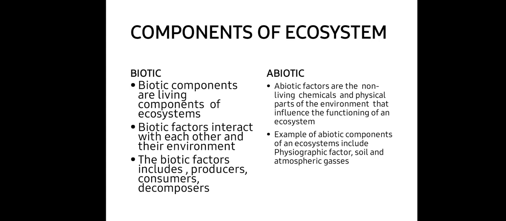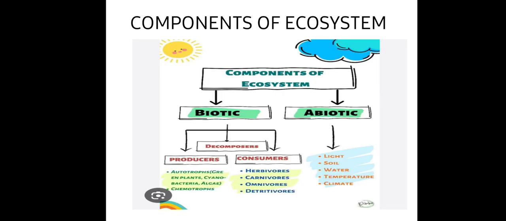Components of an ecosystem. We have biotic and abiotic. Bio means life. So biotic components are living components of an ecosystem. Biotic factors interact with each other and their environment. Abiotic are non-living chemical and physical parts of an environment that influence the functioning of an ecosystem. Examples of abiotic are physiographic factors like soil, water, atmospheric factors. These are examples of abiotic factors being shown by the picture.